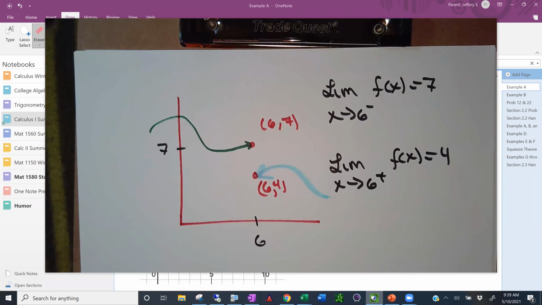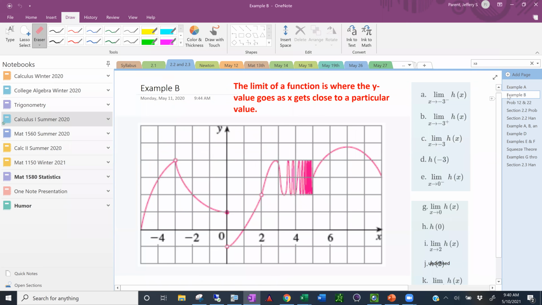So that explanation matches our graph. So are we good there? Move on to example B, or if there's something about this one that you're not sure of, let me know. It's easier for you to ask a question of me verbally. So if you've got one, let me know.